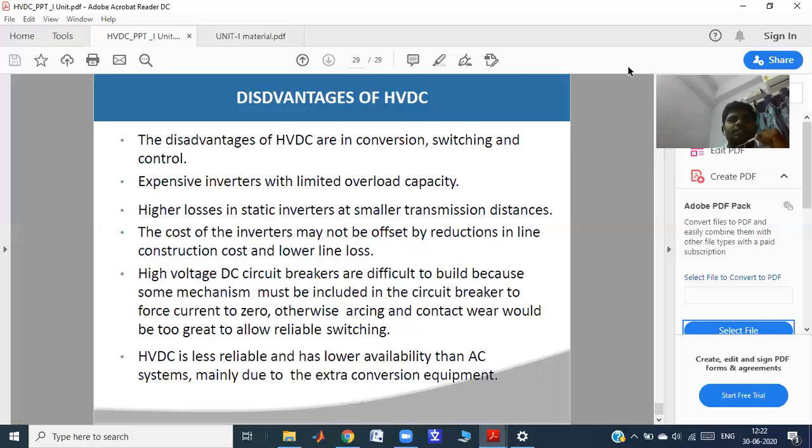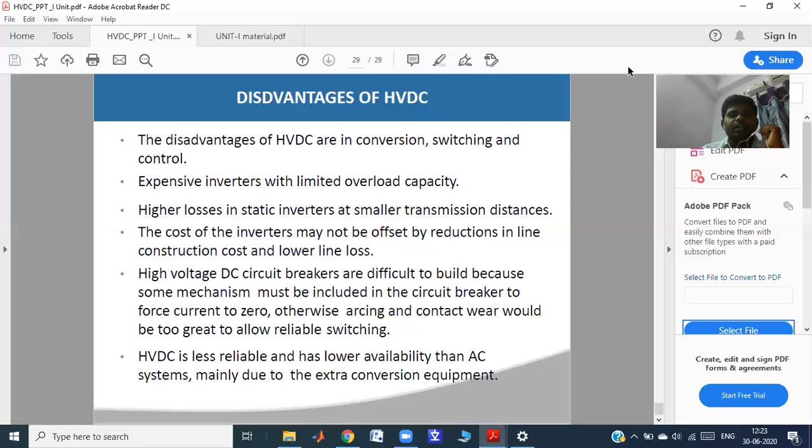Next, expensive inverters with limited overload capacity. These converters have very little overload capacity. Also, higher losses in static inverters at smaller transmission distances. HVDC transmission system is not suggested for less than 200 kilometers. Why? Because the cost of the converter station is very high as compared to transmission distance. That's why HVDC transmission will be preferred for a minimum of 500 kilometers, because converter cost is very high.